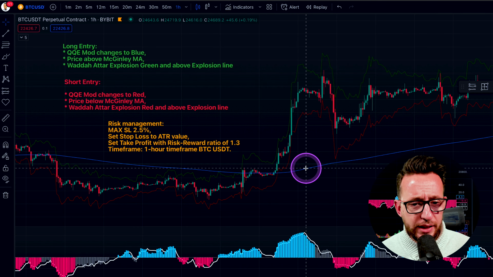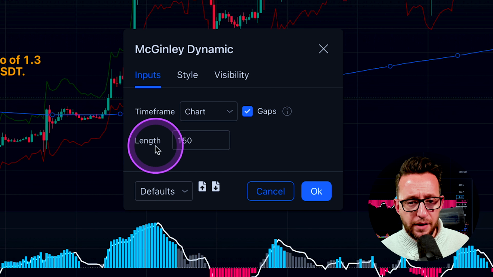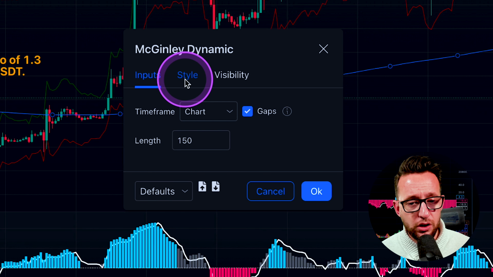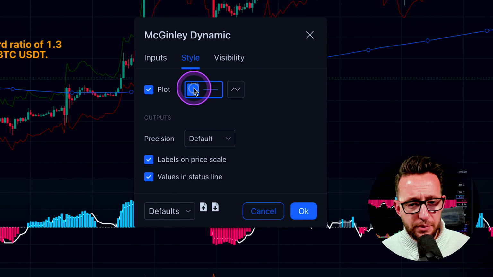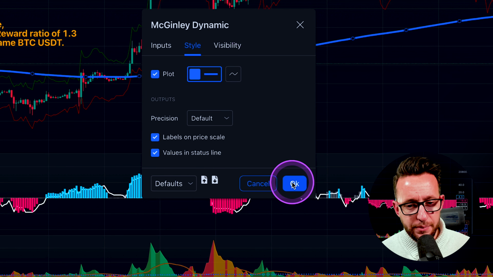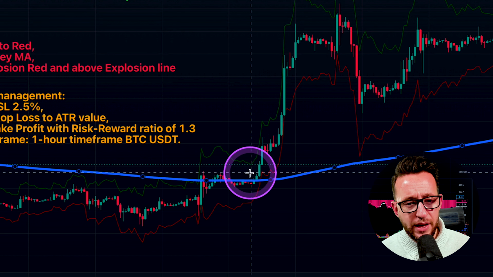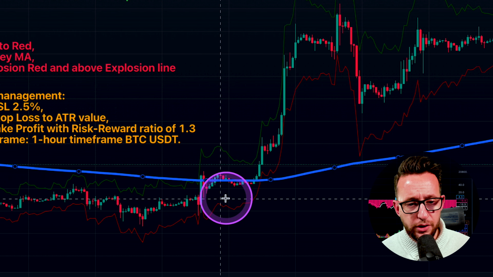Okay, let's go through the settings here. If I double click on that blue line there, that's going to give us the McGinley Dynamic. I've set that to 150 to give us our trend direction. I'm going to change the style a bit so you can see it a little bit better. There you go, that's a bit thicker, you'll be able to see that better. So that's going to give us our trend direction. When price is above that, we're looking for longs. When it's below, we're looking for shorts.